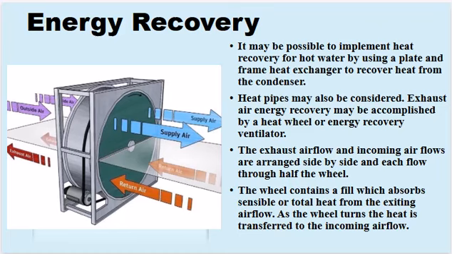Let's explore energy recovery, a continuation of strategies to enhance HVAC efficiency by reclaiming heat from various sources. One method involves heat recovery for hot water using a plate and frame heat exchanger, which captures heat from the condenser to produce hot water. Another option is using heat pipes, which efficiently transfer heat between spaces. Exhaust air energy recovery can be achieved with a heat wheel or energy recovery ventilator. In this system, the exhaust and incoming airflows are arranged side by side, each flowing through half of the wheel. The wheel is filled with a material that absorbs sensible or total heat from the outgoing airflow.